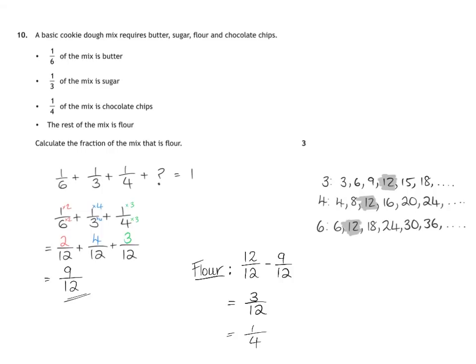Marks for this question. You get 1 mark for knowing to make them all over 12. Your other one for adding them together correctly to get 9 over 12. And then finally, your mark for getting 3 out of 12, which is what was left for the flour.